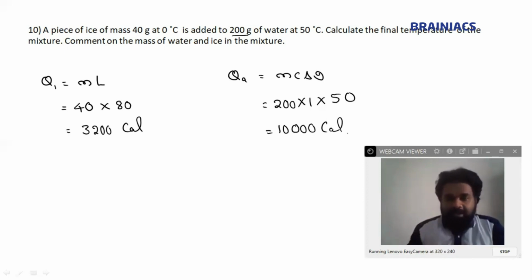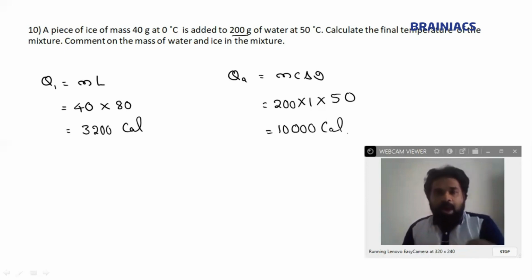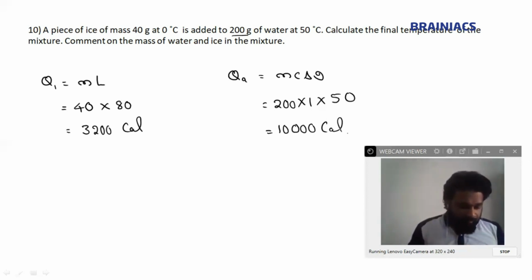So what we need to understand is, listen carefully. If hot water becomes 0 degrees Celsius, 10,000 calories will be released. But no one is there to take that. Thermal equilibrium should be there. It should come to a neutral temperature, common temperature. What will happen? Water will not convert from 50 to 0 degrees Celsius. Instead, water will be converted into how much temperature? How much is required this side? That is 3,200. Only that much will be converted. Okay. Let us see here.